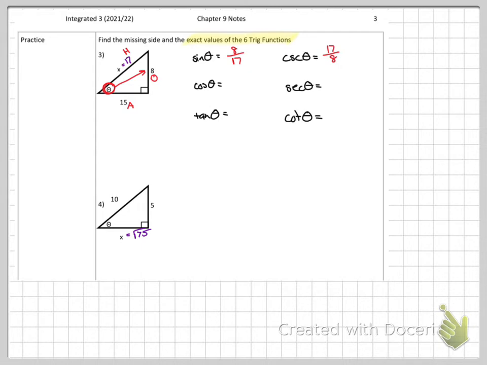Cosine, A over H. Then its partner, I've already done the work and partnered it up. Its partner is flipped over, 17 over 15. Tangent, TOA, 8 over 15. Cotangent, flip it over, 15 over 8. That's it. This is what we're doing.